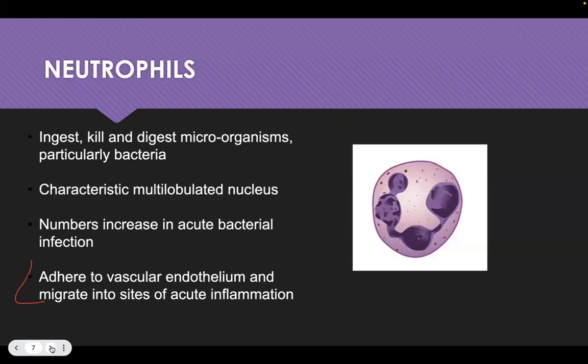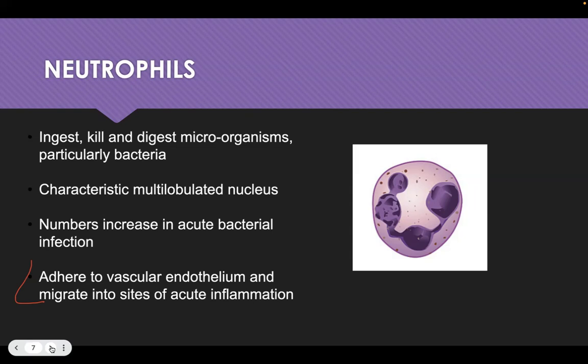So neutrophils are the most abundant white blood cell, and they make up 40 to 70% of the total white blood cell population. And so they ingest, kill, and digest microorganisms, particularly bacteria. They're also responsible for the formation of pus at infection sites. That's also a very classic question. So they have a characteristic multilobulated nucleus. I've got a diagram of it, but we'll go through some MCQs later where we'll see what it looks like under the microscope, just to make sure that we can identify it.